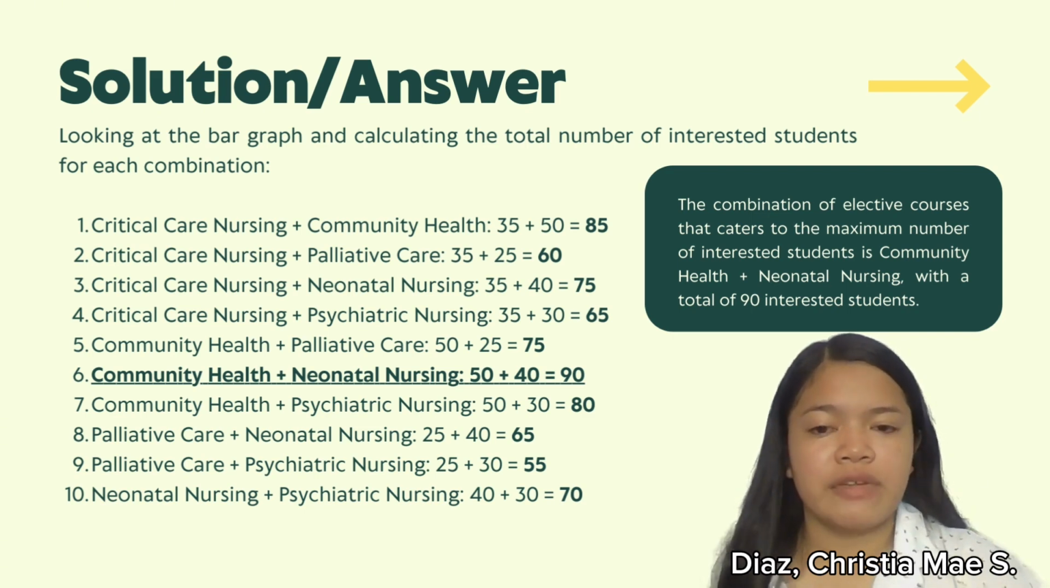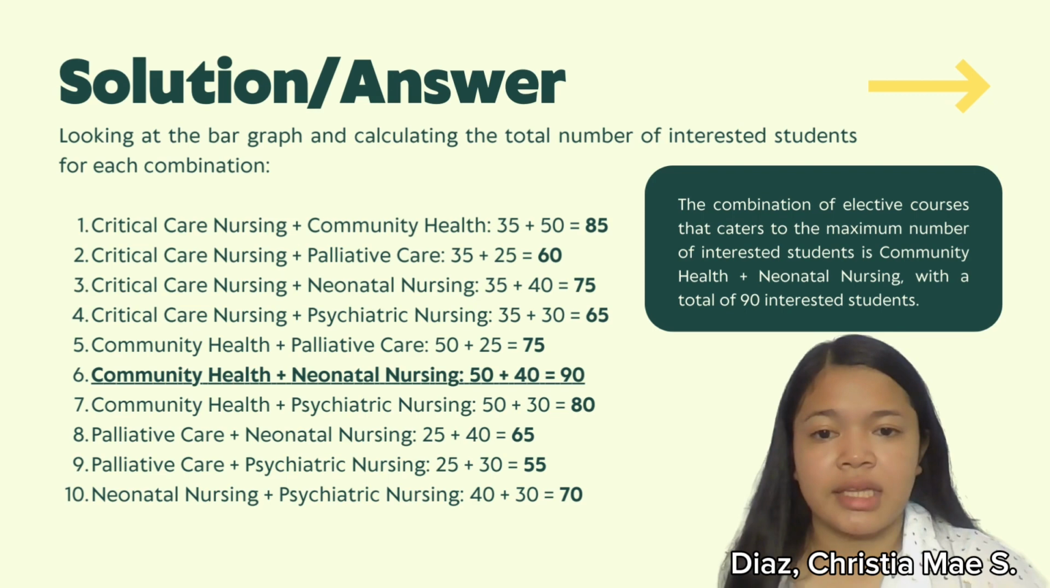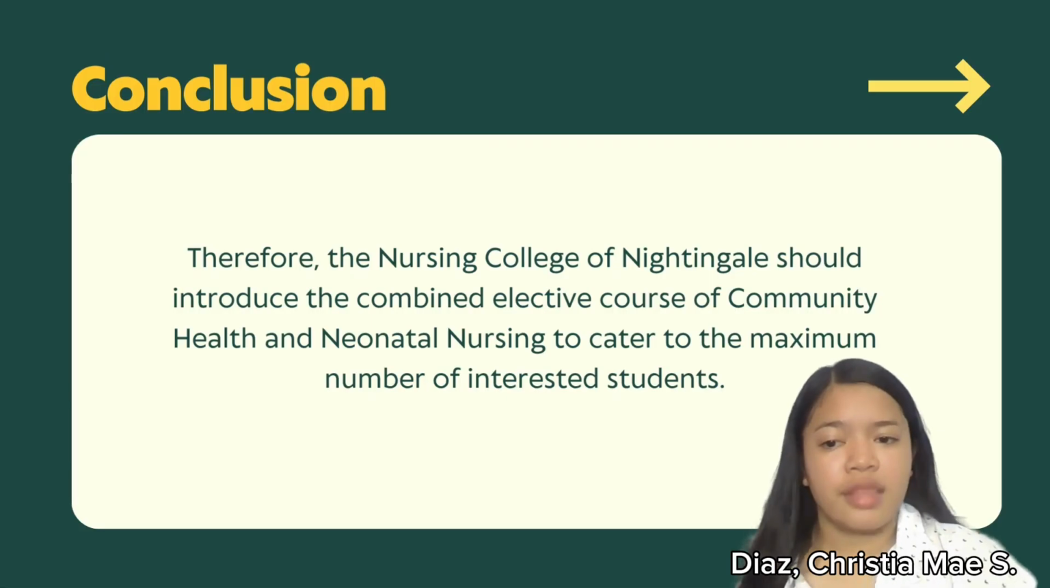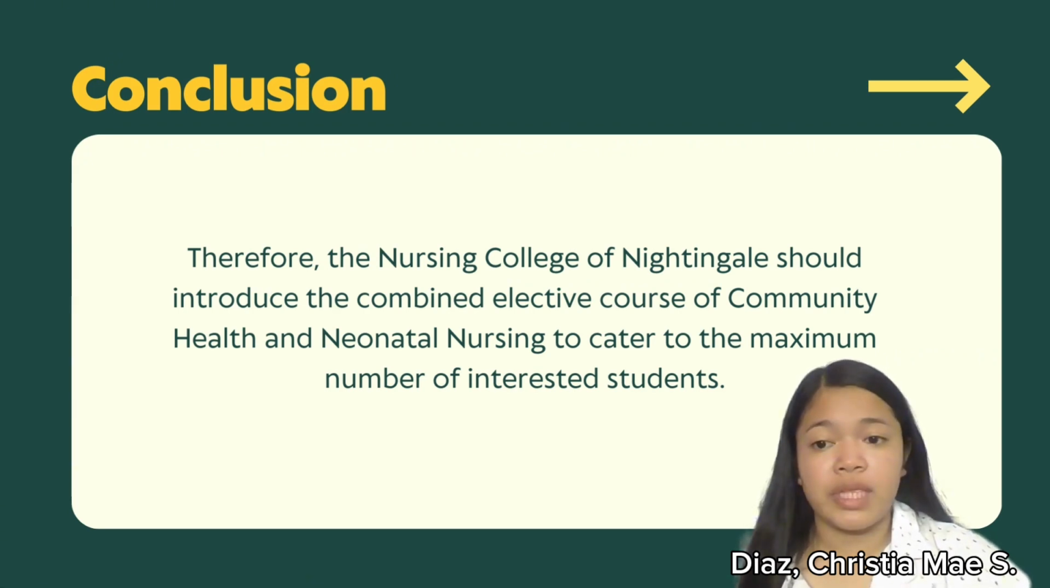The combination of elective courses that caters to the maximum number of interested students is number 6, community health plus neonatal nursing, with a total of 90 interested students. Therefore, the Nursing College of Nightingale should introduce the combined elective course of community health and neonatal nursing to cater to the maximum number of interested students.